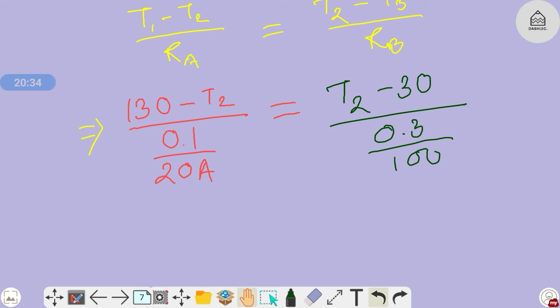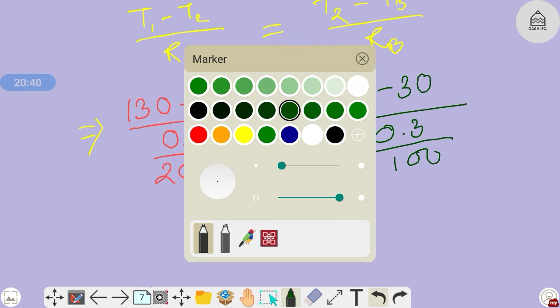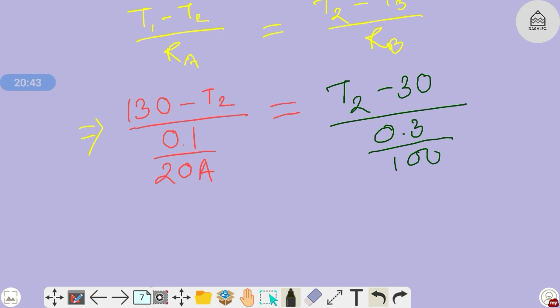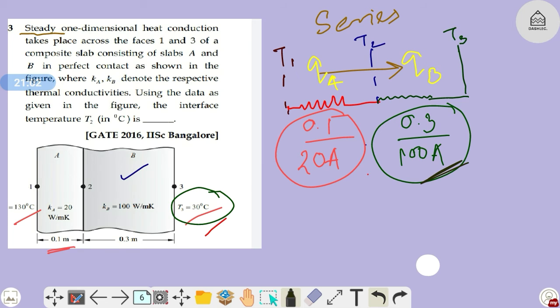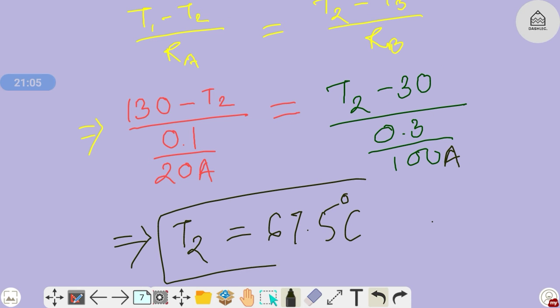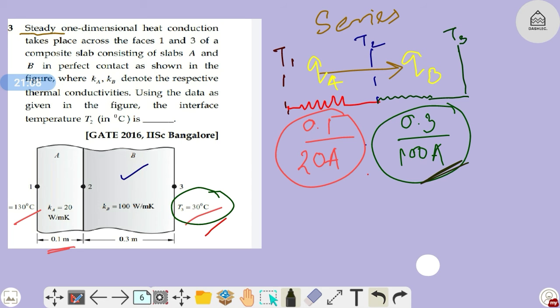In this expression, there is only one unknown, that is T2. Yes or no? Only T2 we don't know. So T2 we can easily find out from here, and that will be equal to 67.5 degrees Celsius. I had missed an A here, but it is there. So T2 is 67.5 degrees Celsius, and that is the temperature of this interface. Now let's move to the next question.